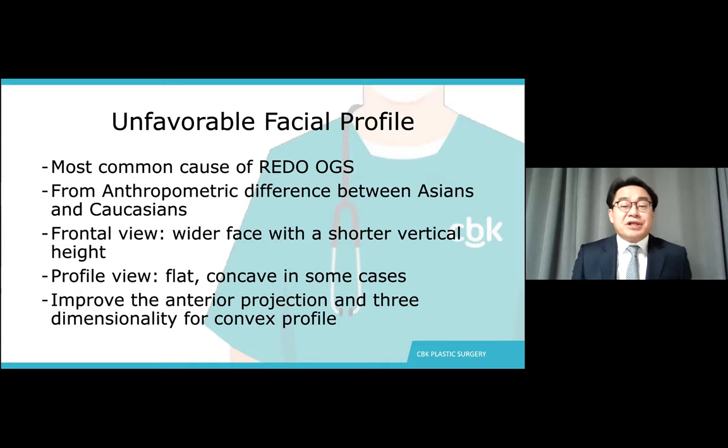The most common cause of redo OGS was unfavorable facial profile. I think it's from somewhat anthropometric difference between Asians and Caucasians, especially in the Northeastern Asian countries such as Korea, Japan, Taiwan, or China. The face is wider from the frontal view with a shorter vertical height. And from the profile view, the profile is flat or concave in some cases. So I try to improve the anterior projection and the three dimensionality for the convex profile. The target purpose of the redo surgery for unfavorable facial profile was to make the facial profile convex.